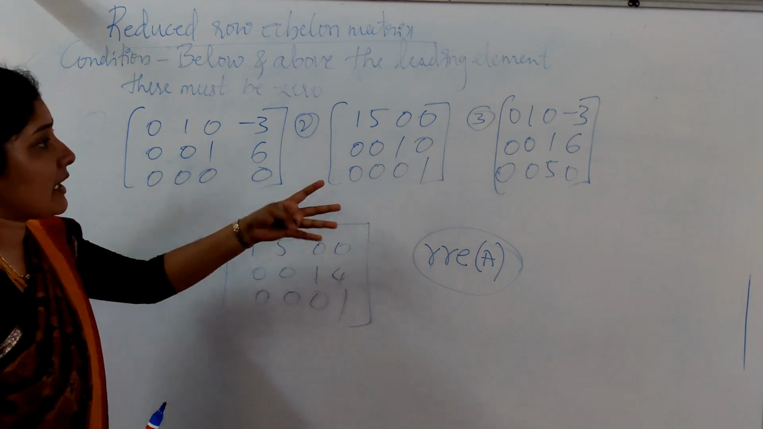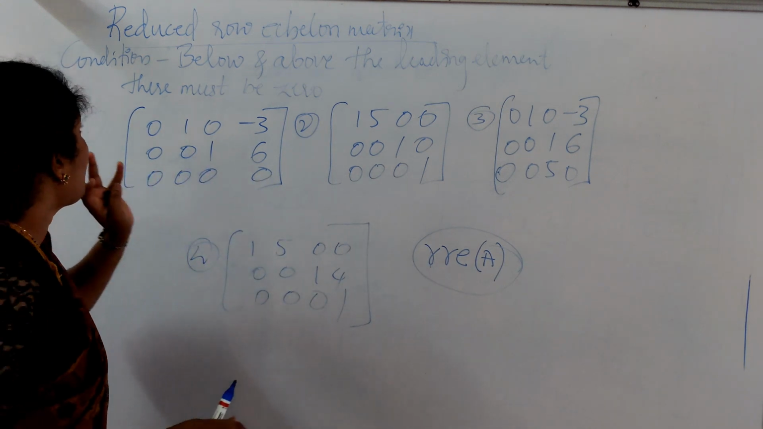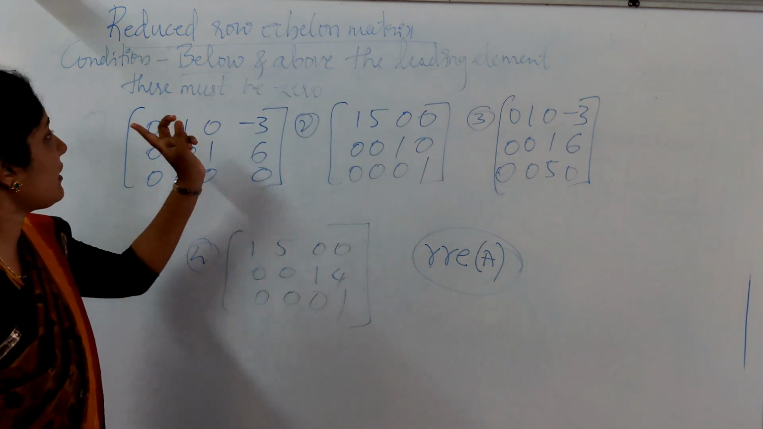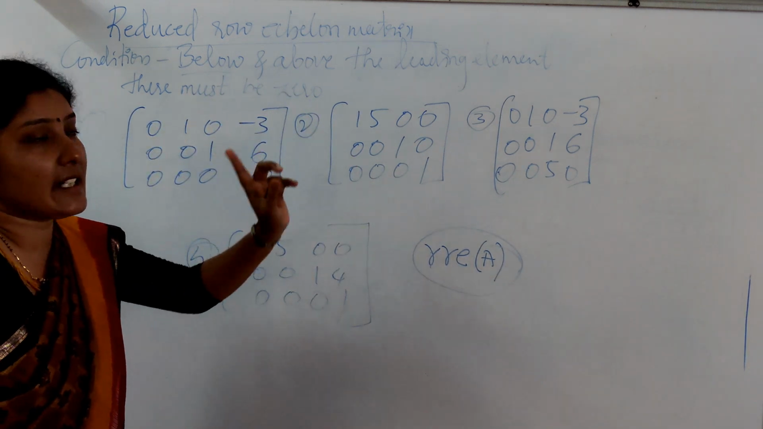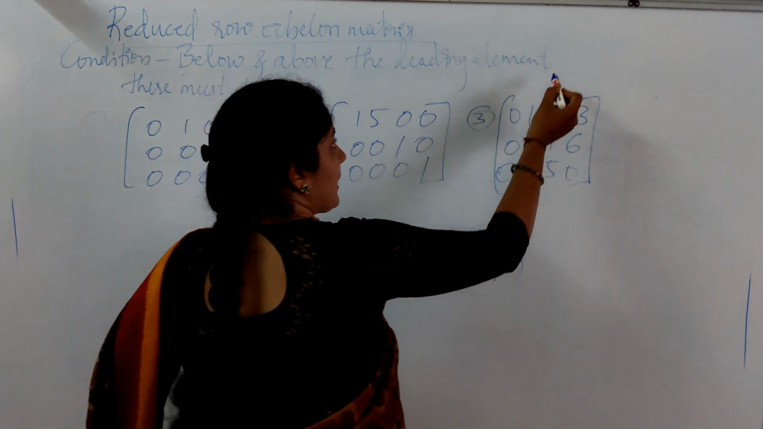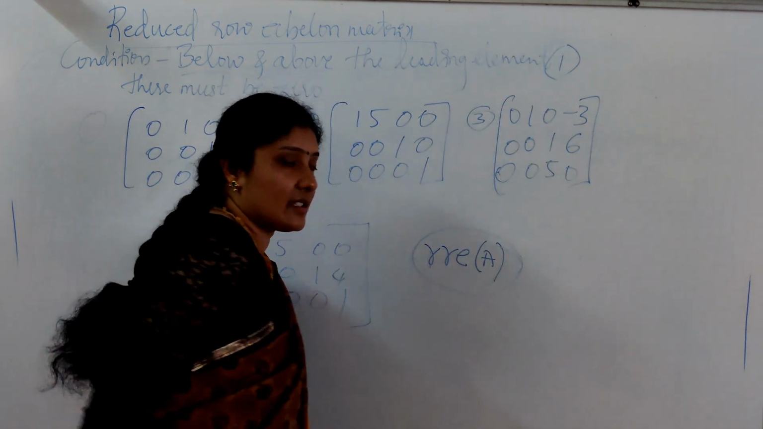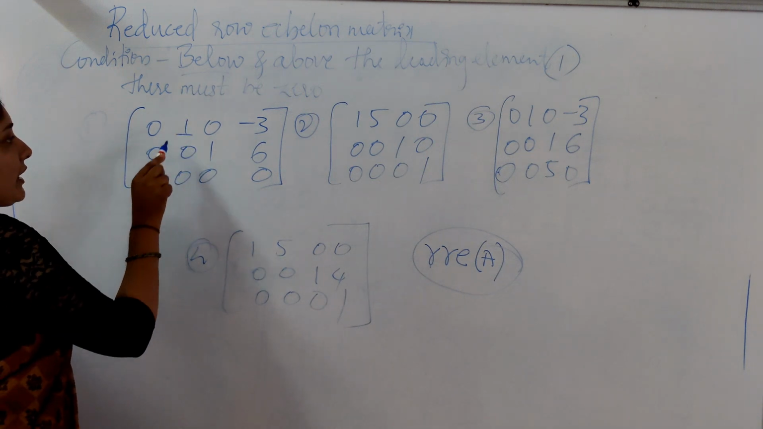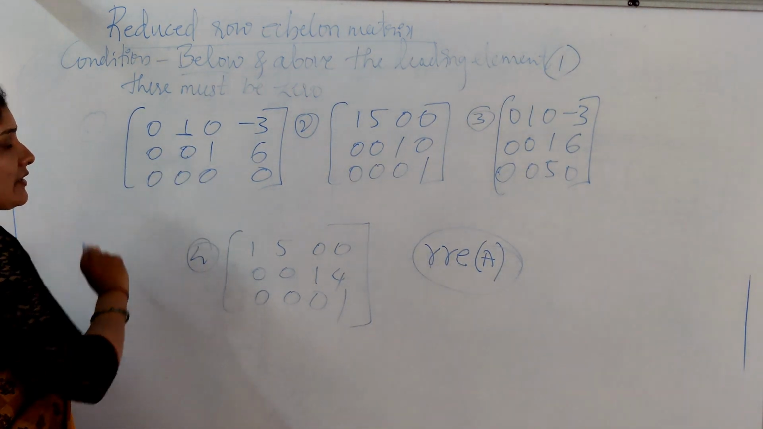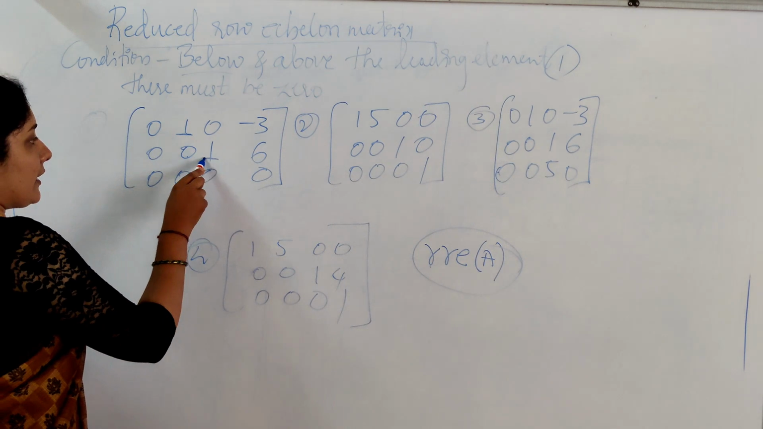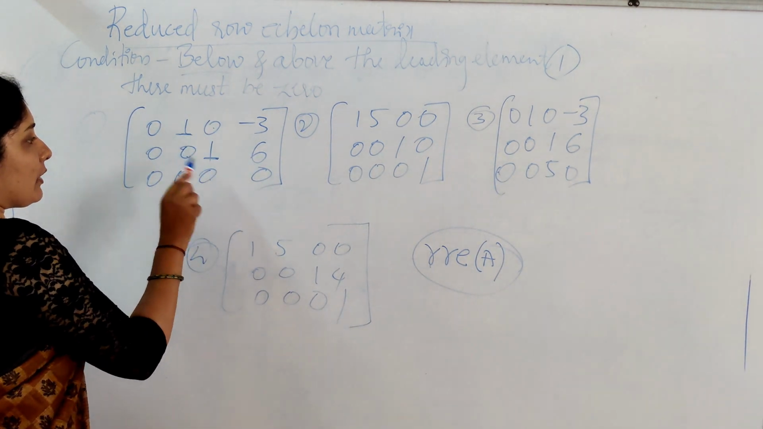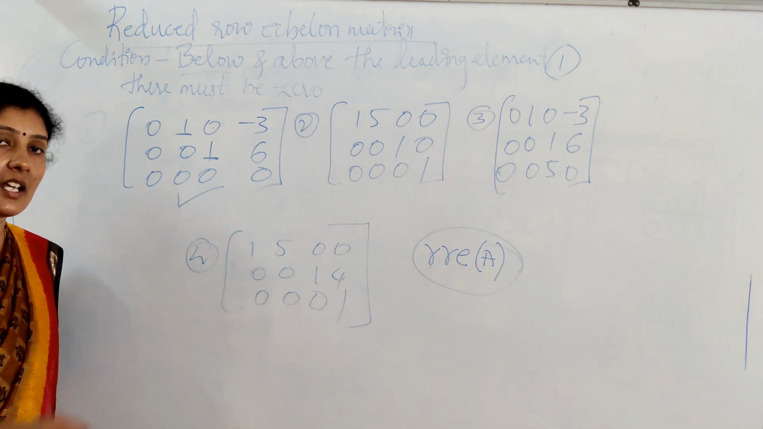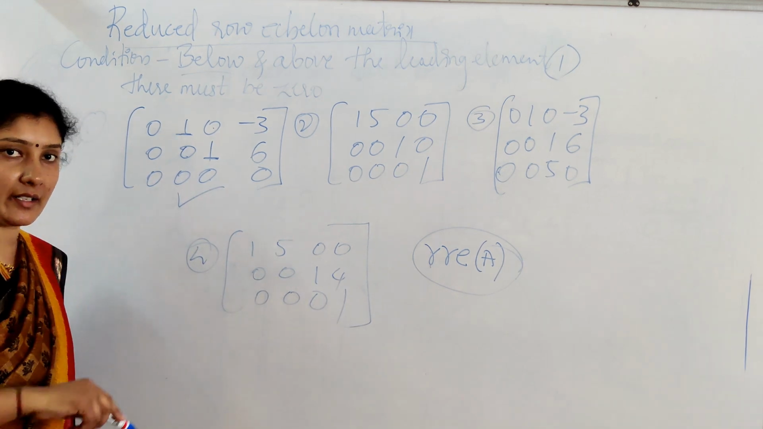See, when the matrix is given, there is only one condition: below and above the leading element there must be 0. What is the leading element? We know that the leading element in the row echelon matrix is nothing but 1. So see here, below the leading element it is 0, correct. Here, leading element 1, above and below there must be 0. So the condition is satisfied. Therefore this is a reduced row echelon matrix.